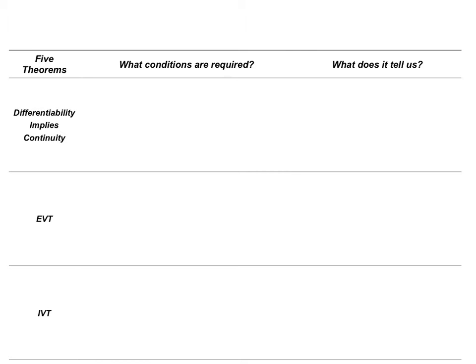Okay, on page 1 we looked at 5 functions and 5 rules. Those involve derivatives and antiderivatives. Now let's look at 5 theorems. Before we jump into this, I just want to make a comment here about some notation.